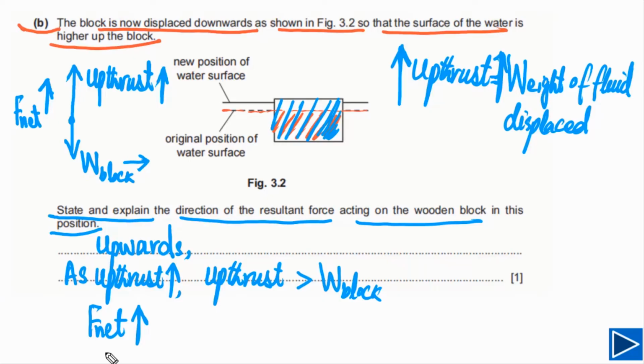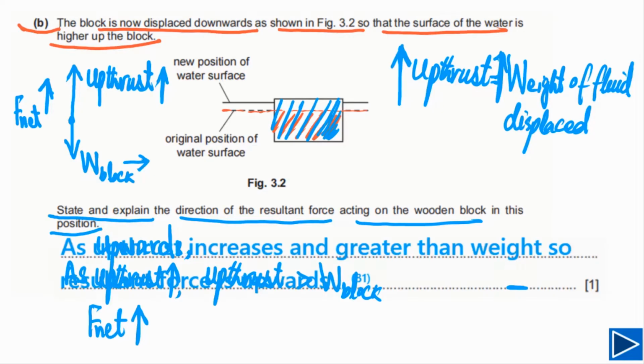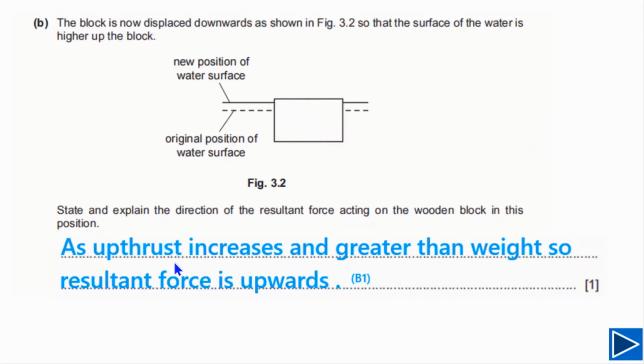These points we have to write down to answer this question. And this question has only 1 mark. Let me show you how you can write down your answer. In your answer, you can say as upthrust increases and upthrust is greater than weight of the block, so resultant force is upwards. If you have written this one, you will get 1 mark, and that is B mark.